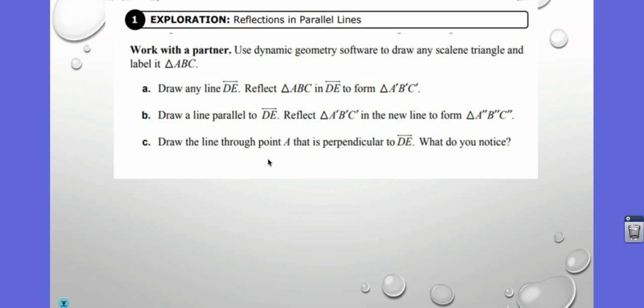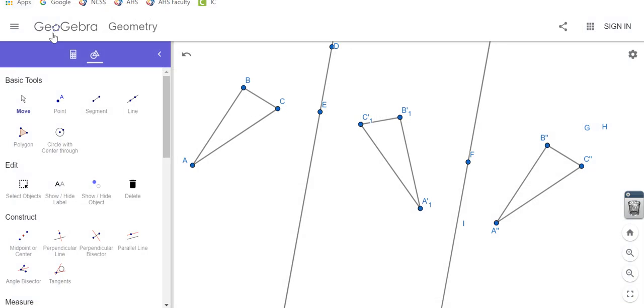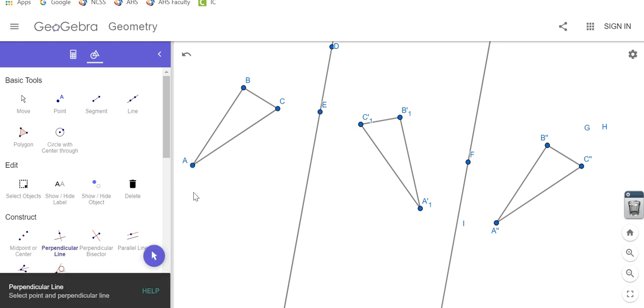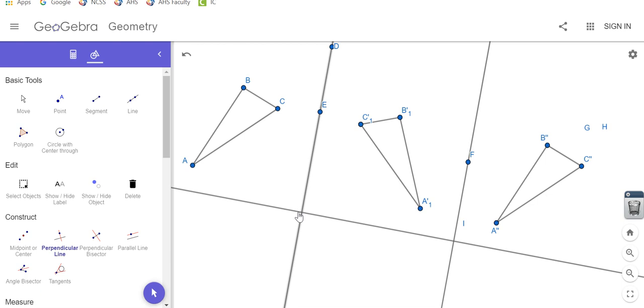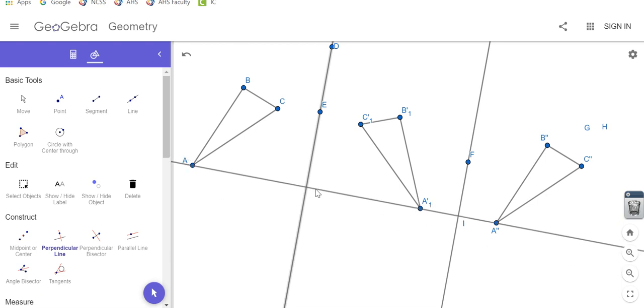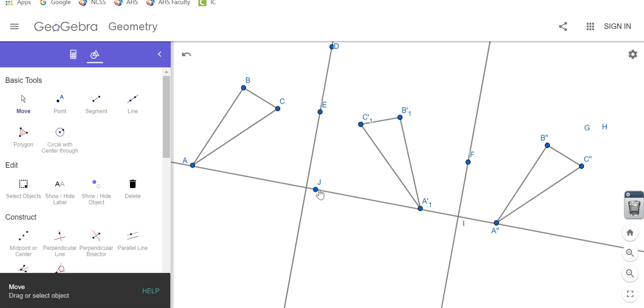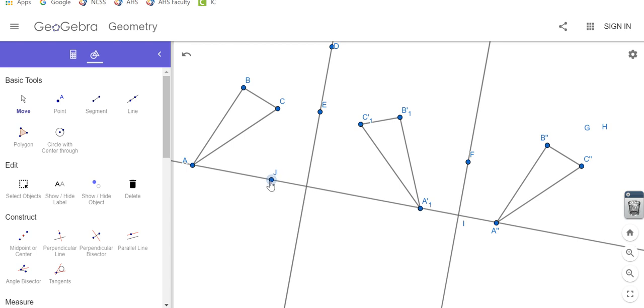And now it says draw a line through point A that is perpendicular to line DE. Okay, draw a line through point A that is perpendicular to line DE. Alright, so I'm going to click on this point. Tell it to draw a perpendicular line to this one. And it needs to go through point A, and then it automatically puts another point on there. Let me see if it'll move it. Alright, so there you go.